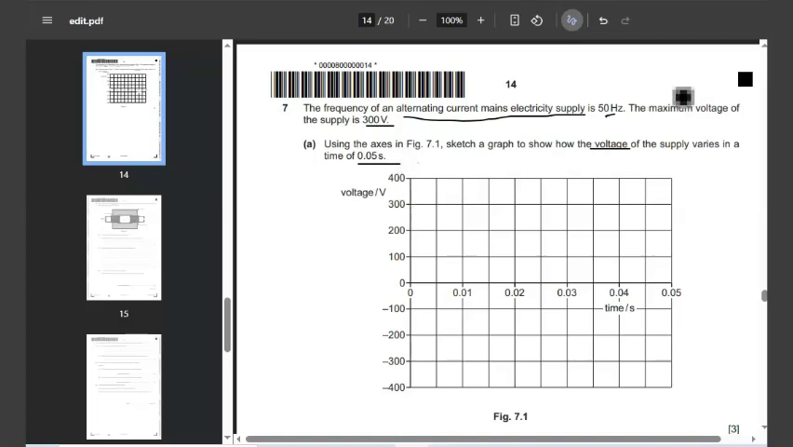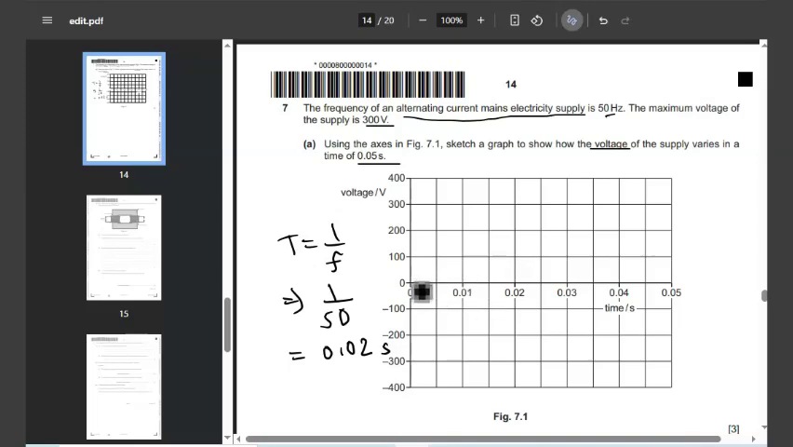So basically we have to sketch the graph here, and we know that the maximum voltage of the supply is 300 volt and the frequency is 50 Hertz. So how are we going to sketch that? First, we will have to find out the time period of the graph. So the time period is equal to 1 by frequency, right? So 1 by 50, that will be 0.02 seconds. And the maximum voltage is 300 volt.